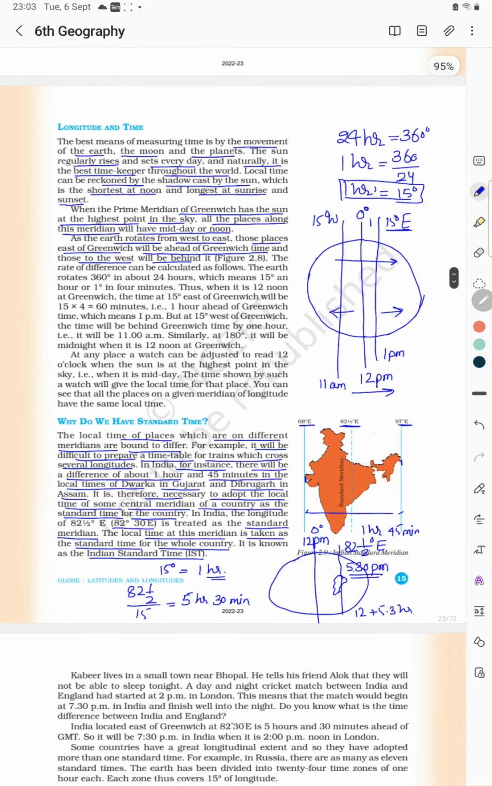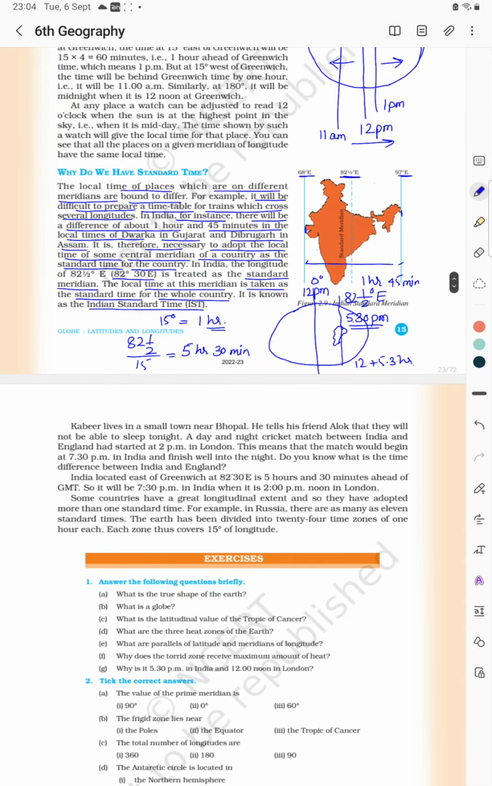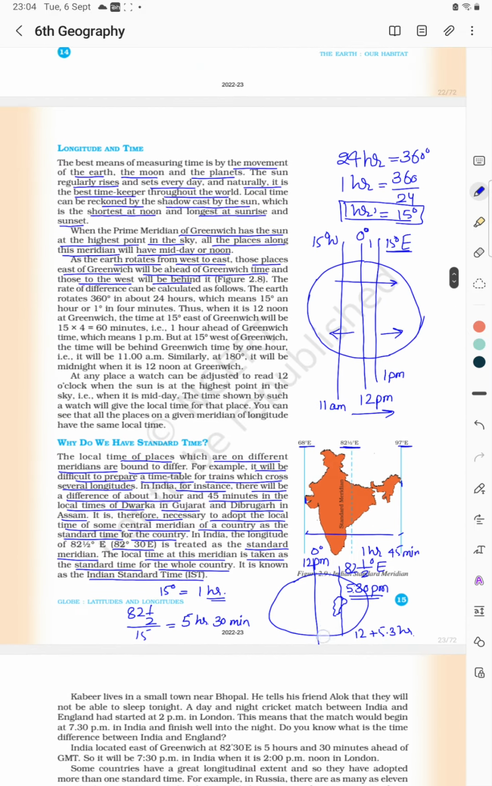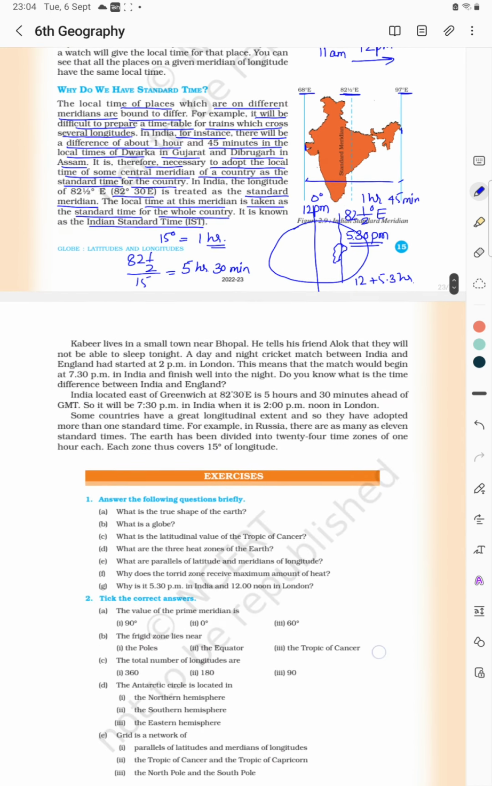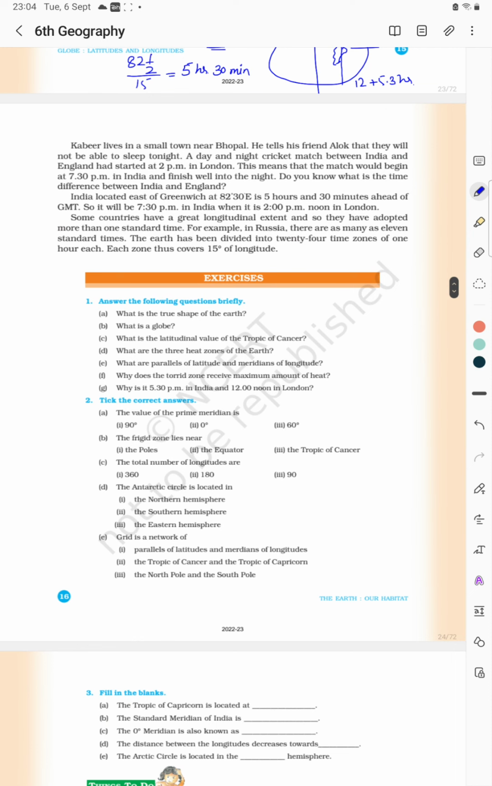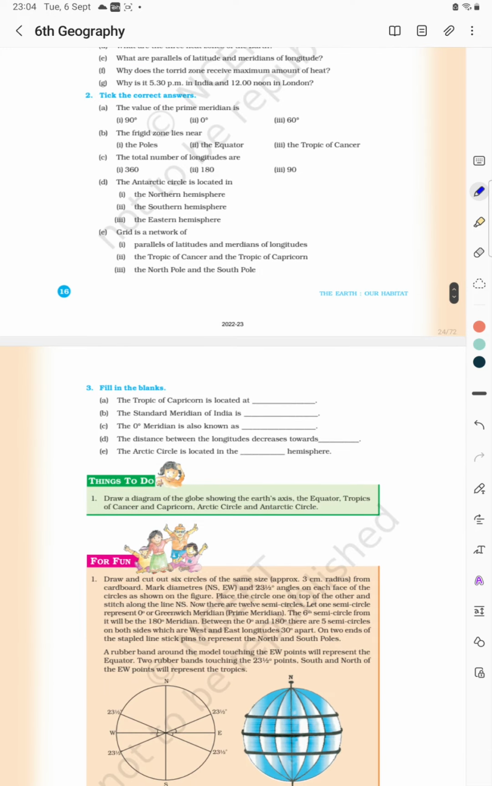Hope this chapter or this topic of latitude and longitude is clear to you, and you try to find out the time using a random longitude in east and west direction, or try to solve these questions which are given at the end of this chapter. Solving these questions will give you more clarity about the topic.